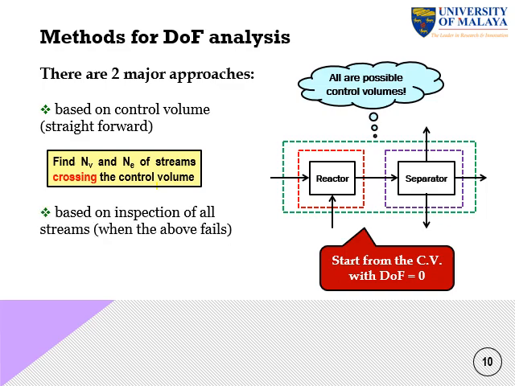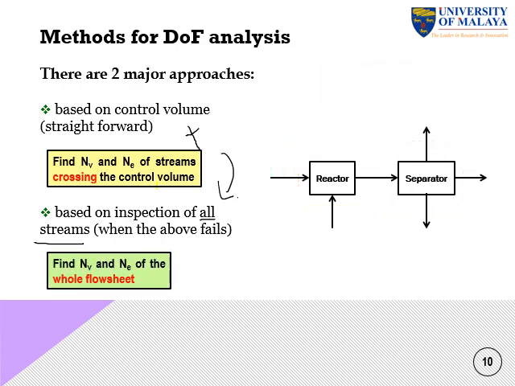Okay. Another method, approach number 2, is based on the inspection of all streams, when the above fails, because sometimes you cannot find a control volume where the DOF equals 0. So if this doesn't work, then you go to the second method. So based on the inspection of all streams, let's say you have this process here, reactor and separator as shown in this slide. Instead of looking at the control volume, you just count how many variables you have in the whole flow sheet and how many independent equations are given in the question.